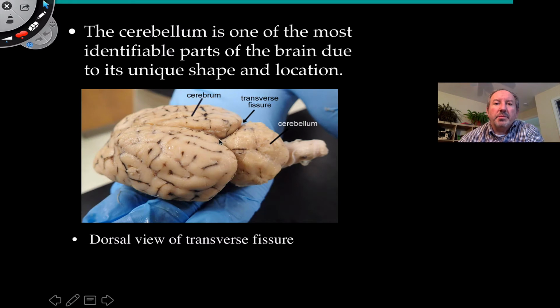Okay, the cerebellum is again one of the most identifiable parts of the brain due to its unique shape over here. You can see it in its location. If you look here at the cerebrum up here, and if you were to pull the cerebellum down, you'll notice that there's this big fissure here known as the transverse fissure. And then you can get a better look at the cerebellum right there. And there's the brainstem. So this is looking down or dorsal view at the transverse fissure right there.